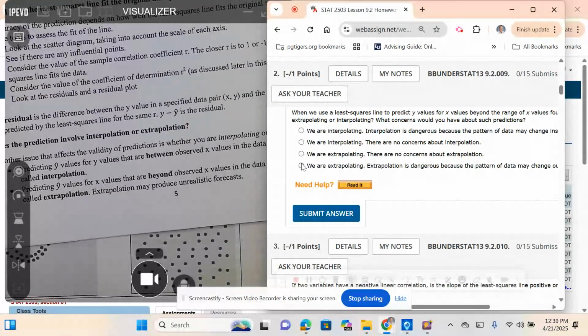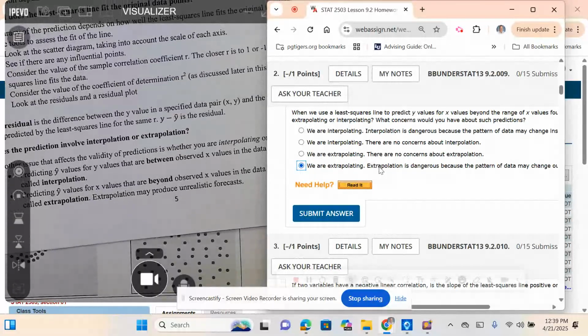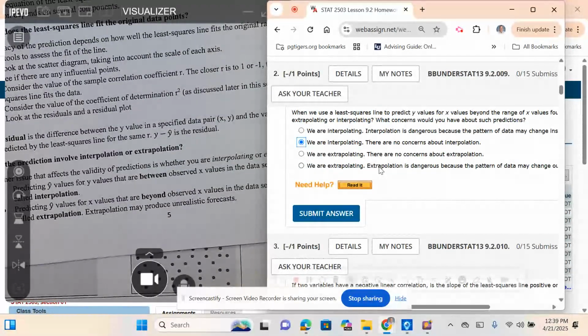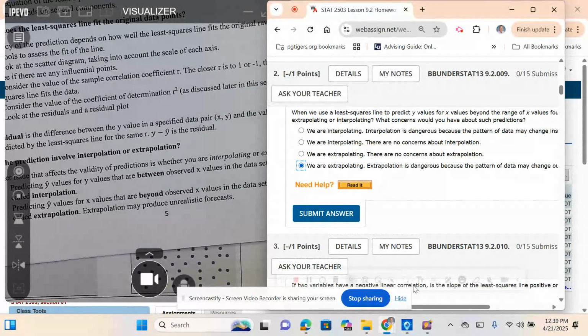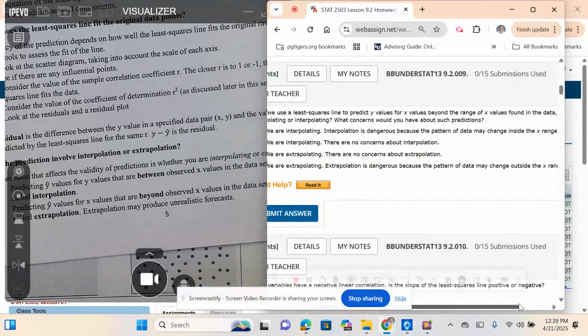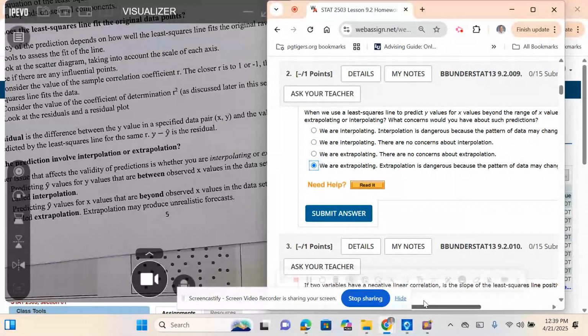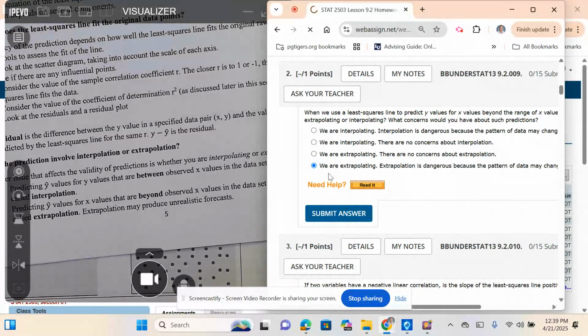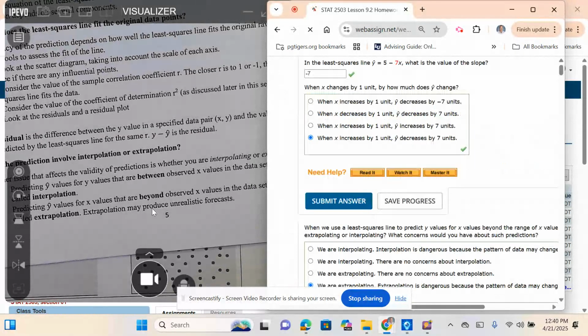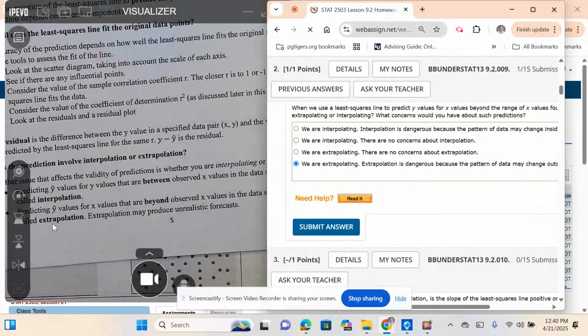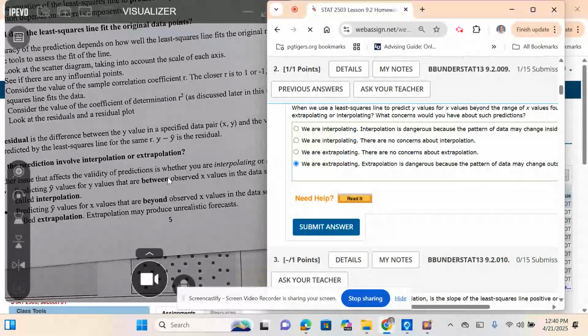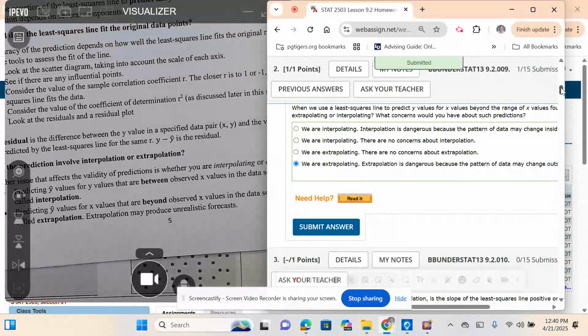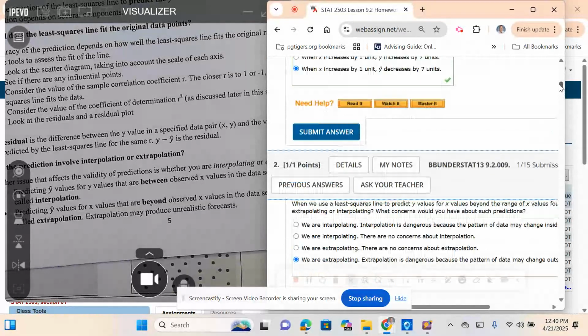Good. Extrapolation is not a wise practice because extrapolating is dangerous. We do not know if the trend that happens within those values is going to continue for values outside of that x range. So extrapolation is dangerous, not recommended. Anytime you're going beyond the observed x values, you're doing extrapolation. If you're plugging in a value inside the range of x's, that's interpolation.